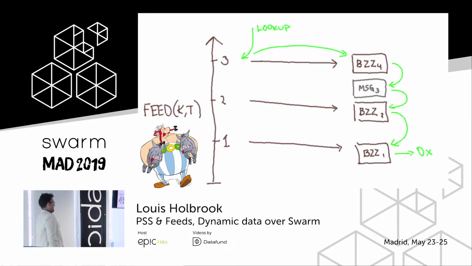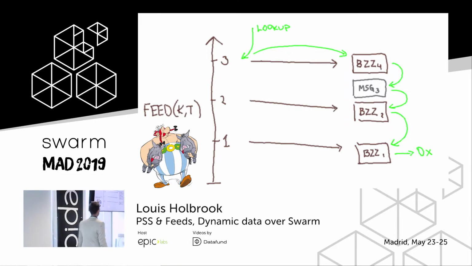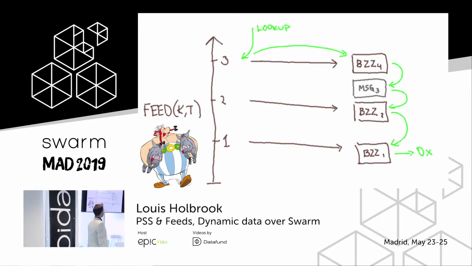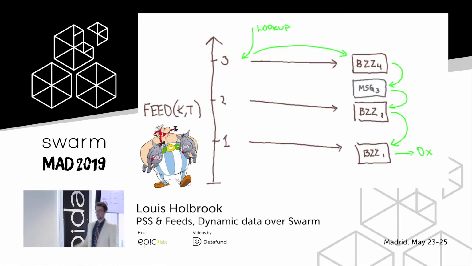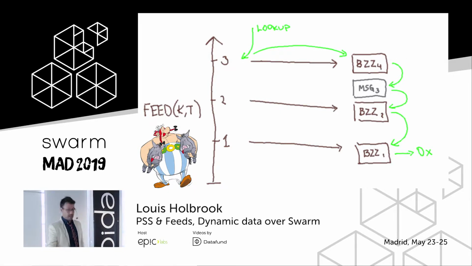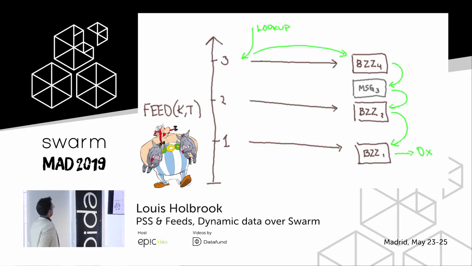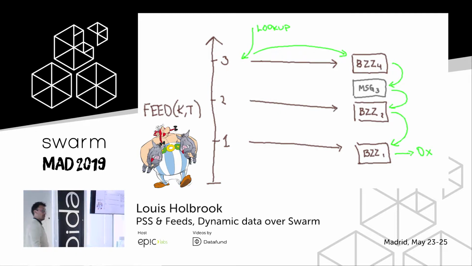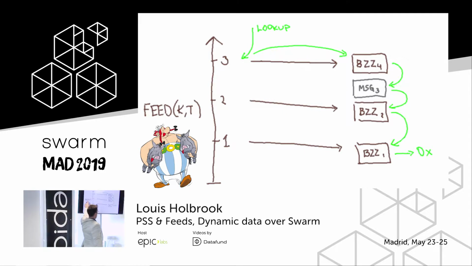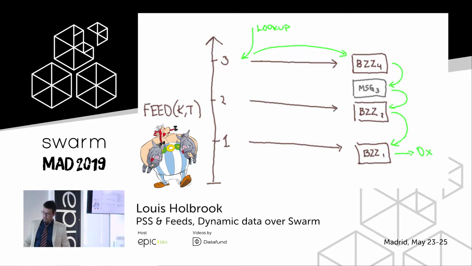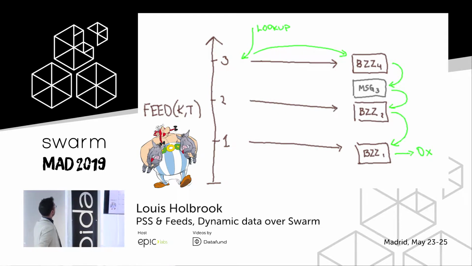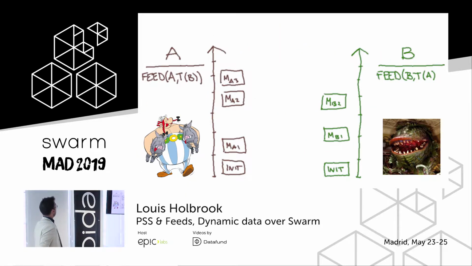So the basic building block of creating a chat, and the most obvious thing that comes to mind, is to create a linked list of Swarm updates. So basically, the top one points to the next one, points to the next one, and so forth. And then you use feeds to create the lookup point of the most recent one. You find the recent one, and you just follow the linked list down.